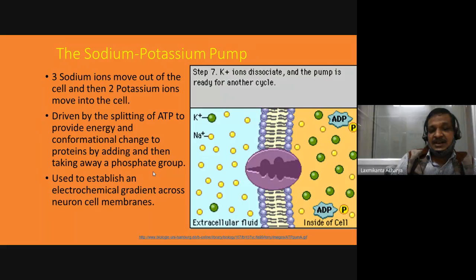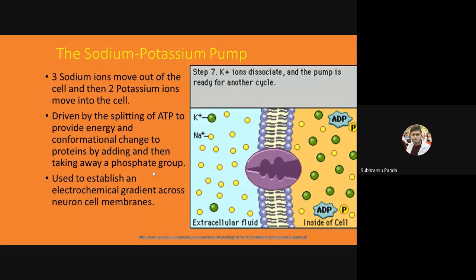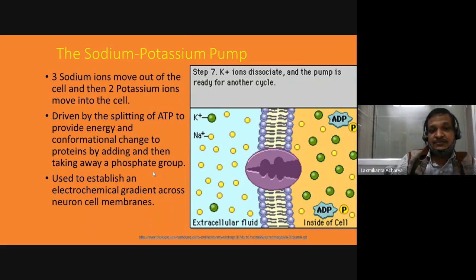Dephosphorylation. Can anybody tell which enzyme is responsible for this dephosphorylation? Which enzyme? ATPase. What is its role?